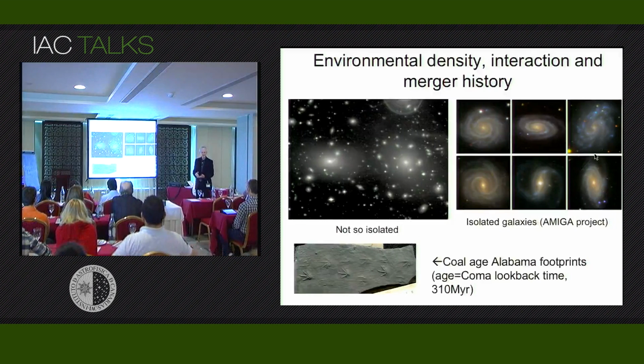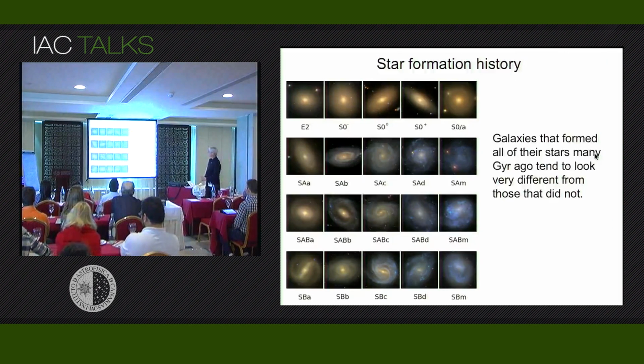The galaxies on the right are from the AMIGA project, and that's an acronym for Analysis of the Interstellar Medium of Isolated Galaxies. The project is led by Lourdes Verdes-Montenegro. I put on the bottom left there some ancient footprints from Alabama. Our tetrapod ancestors from 300 million years ago left their footprints in Alabama, and the age of those footprints is equal to the look-back time to the Coma cluster. So that's just a little fun tidbit about Alabama.